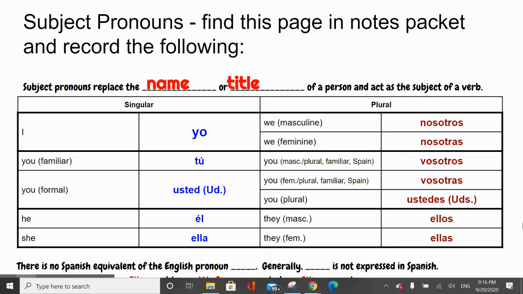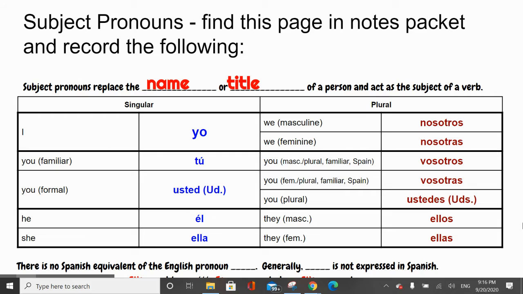So I in Spanish is yo. You is tú. You formal is usted. We have already learned that. And now look at these. He is él with an accent, and she is ella. We is nosotros, that's masculine, and we feminine is nosotras, as we talked about before. The we masculine and feminine would be nosotros.